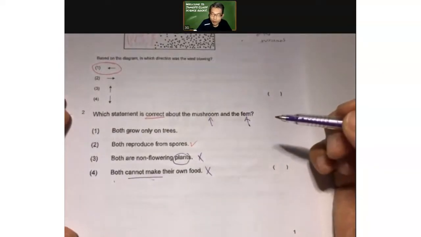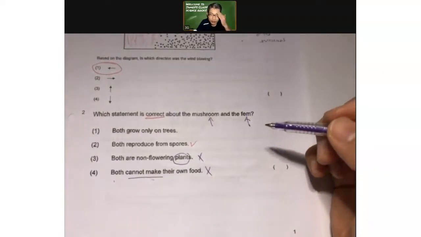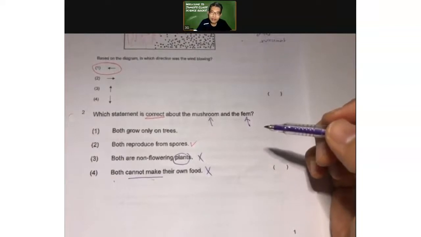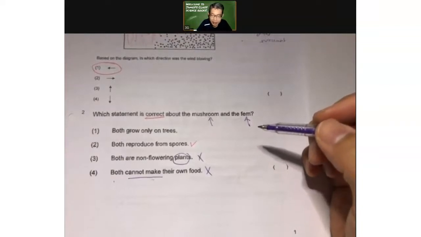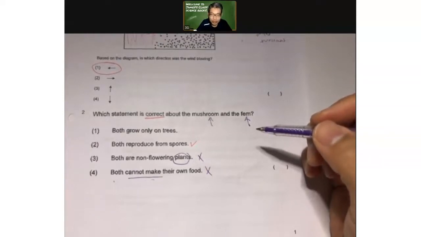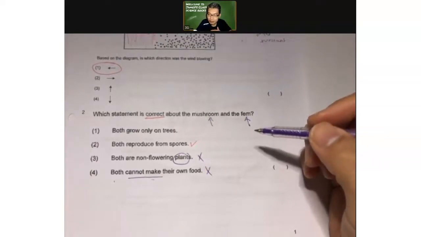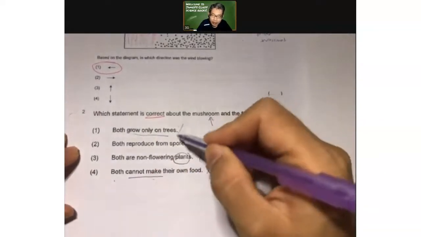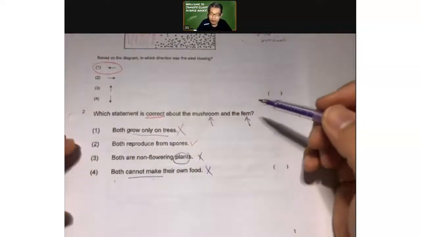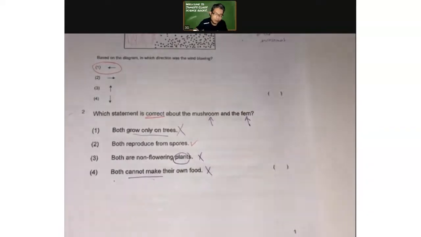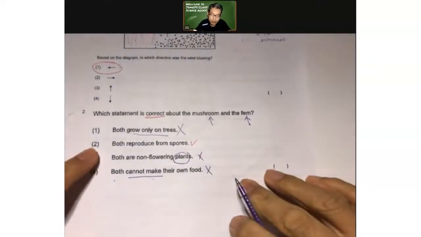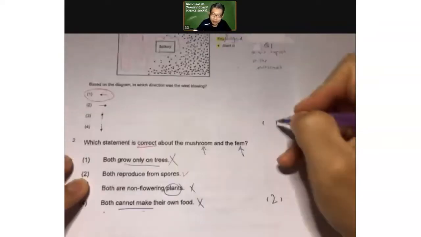Or some of you may only know that the only fern you know is the bird nest fern, and somehow you might think that bird nest fern only grow on trees, or you might have seen mushroom pictures that are on trees, and you think that's the case. That's not true. You can find ferns and mushrooms in different places. Answer for question 2 is 2. Next page.